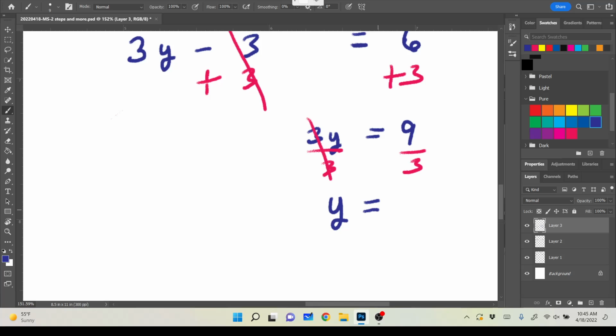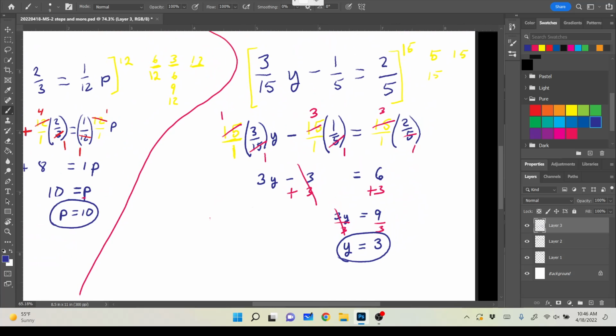I mean, hey. 2 times 3 is 6. So close, but not quite. 9 divided by 3. 4 or 3. 3. That's right. 3 times 4 is 12. So we end up with y equals 3. Any questions on this problem, boys and girls?